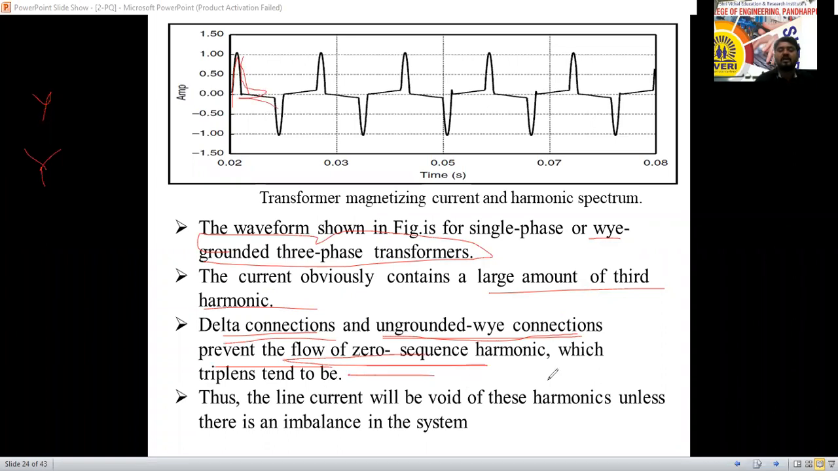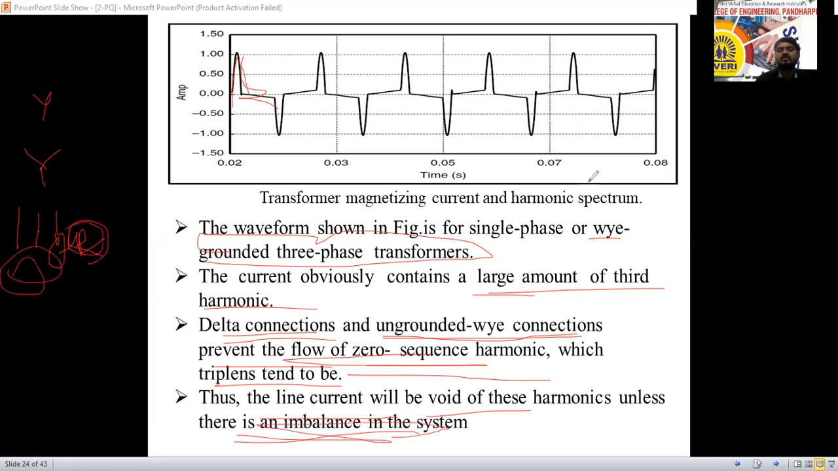The flow of zero sequence harmonics, which are triplen, tends to appear in the line current unless there is an imbalance in the system. If a large amount of third harmonics is there, what will happen? The harmonic current will flow over there and imbalance the system, whatever the R, Y, B three phases are. In one phase the current will be very high, so the load will increase over there. Because of that increased load, an imbalance will occur in the system.